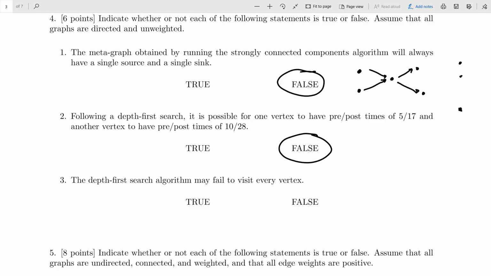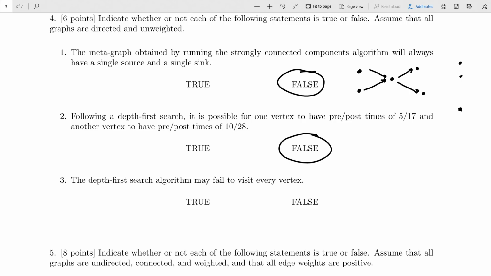Okay, the depth first search algorithm may fail to visit every vertex. So this is where it's important to distinguish between depth first search and explore, which is something depth first search calls. So what if the question was, the explore algorithm may fail to visit every vertex?